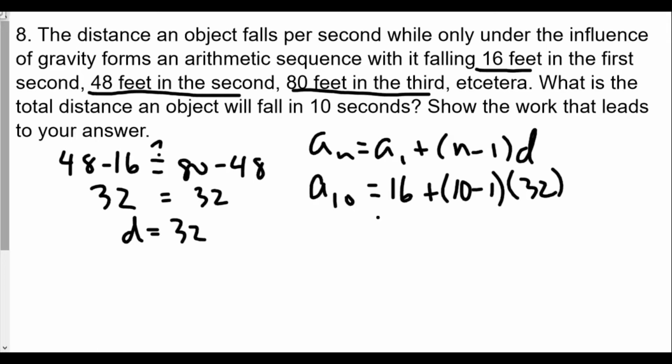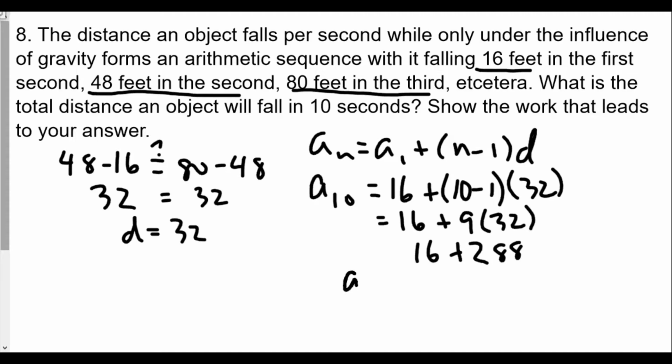So we get 16 plus 9 times 32. 9 times 32 is 288, plus 16 is 304. So in the 10th second it has fallen 304 feet.